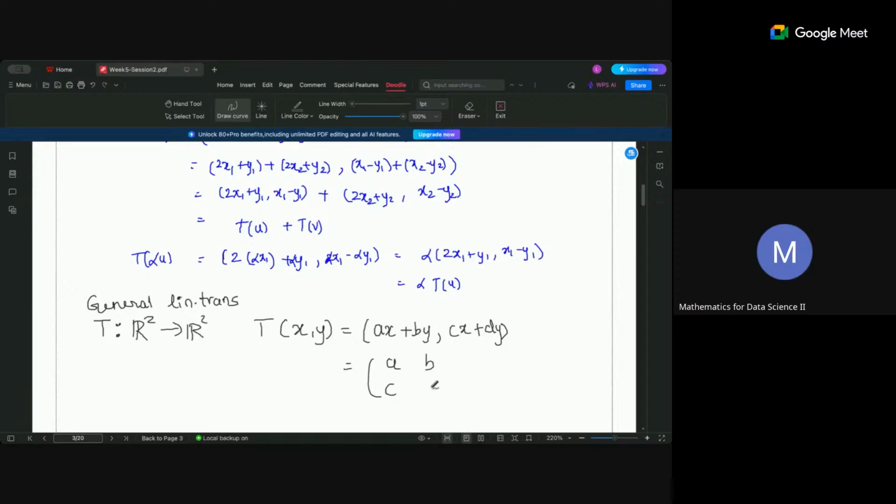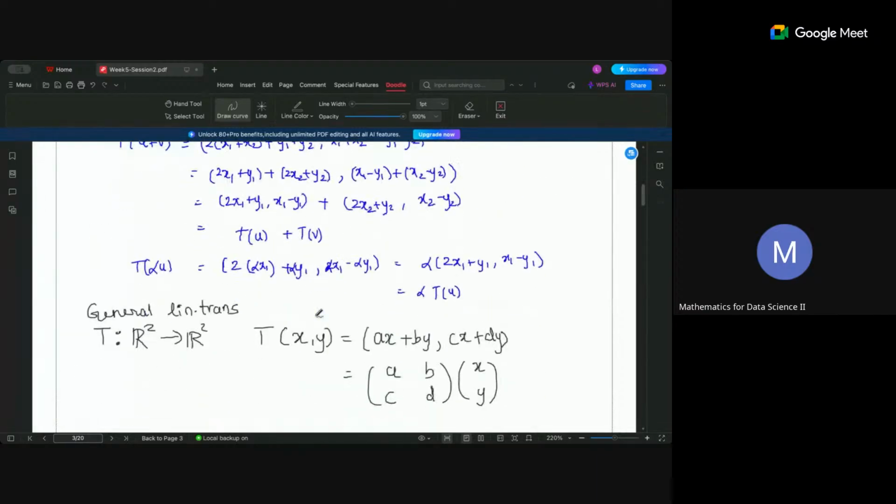A, B, C, D, X, Y, right? Yes, so this is for any R2 to R2. So you don't have to verify anything. If you see there is a mapping from R2 to R2, which is of this format AX plus BY, CX plus DY, where A, B, C, and D are real numbers, then straight away you can say this mapping is a linear transformation. Okay, fine.